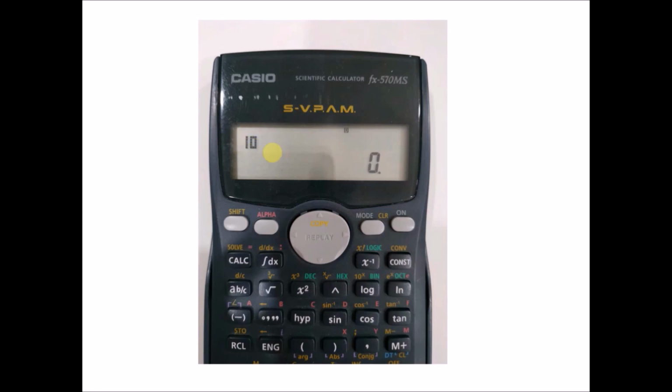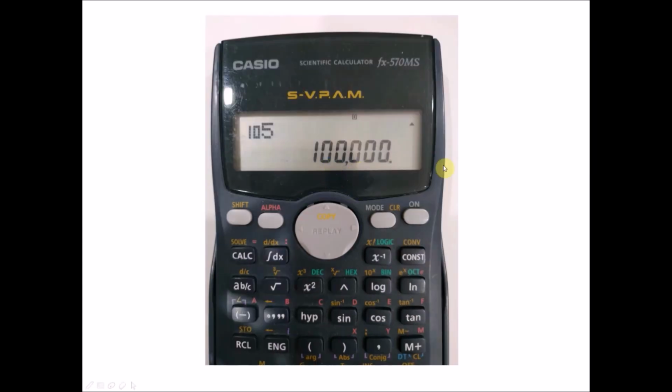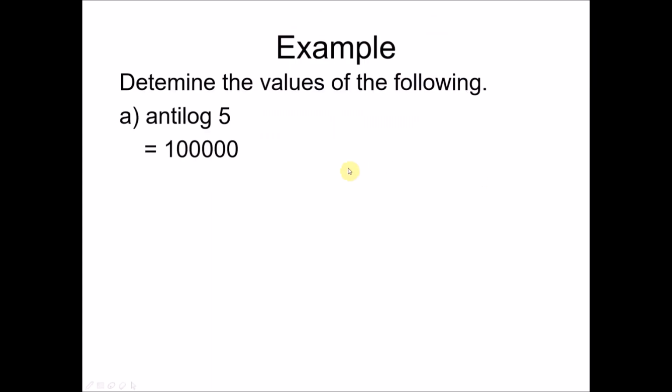In our question, we want to find the antilog of 5. So now we press 5. You have this, which is the meaning of antilog of 5. Then you press the equal key, and you get 100,000. That's your answer. The antilog of 5 is 100,000.